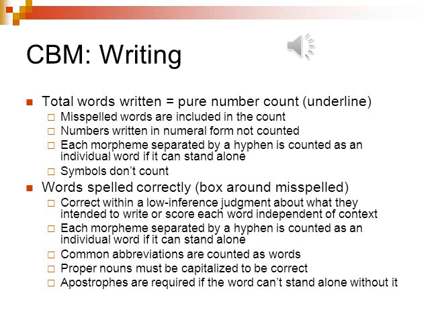We look at each morpheme separated by a hyphen. Again, it is counted as an individual word if it can stand alone, so they may spell part of the hyphenated word correctly and the other part incorrectly. Common abbreviations are counted as words. Proper nouns must be capitalized to be correct, and apostrophes are required if the word can't stand alone without it. Typically, when I get a writing sample, I go through and first underline total words written, then put a box around the misspelled words. This is just a system to organize yourself as you're gathering these data.